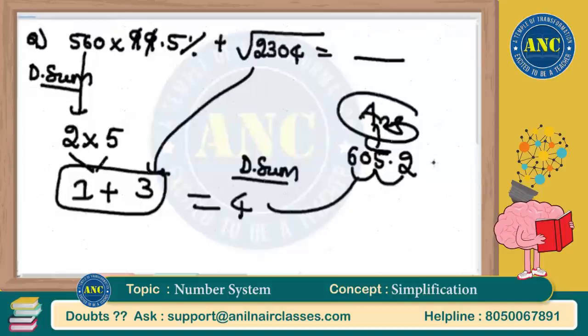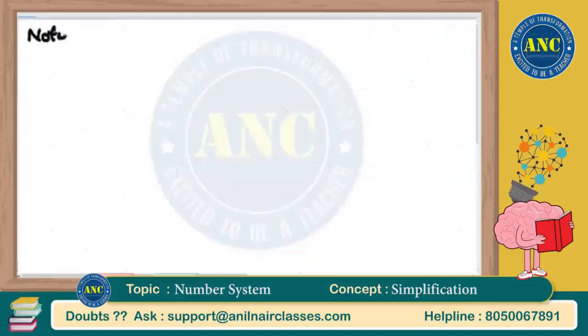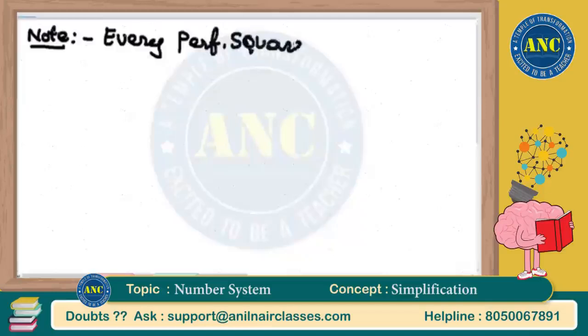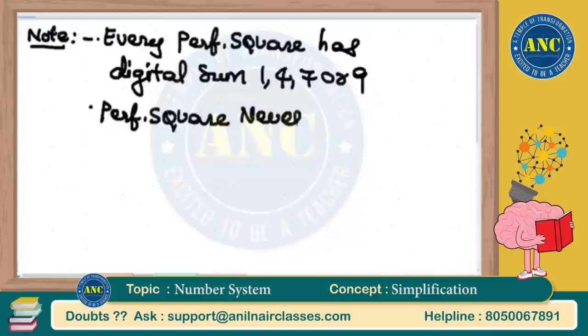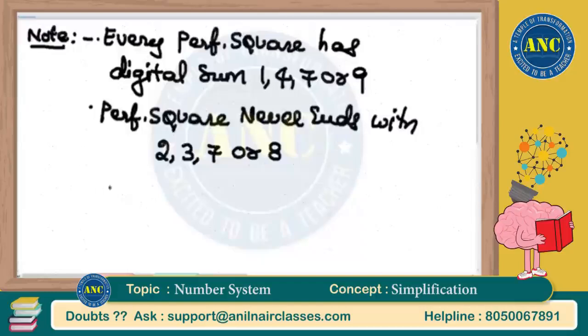I hope it is clear, right, sir? Is the idea clear? I already discussed this many times, but because Pramod is asking, I will discuss. Every perfect square has a digital sum of 1, 4, 7 or 9. Next point: a perfect square never ends with 2, 3, 7 or 8.